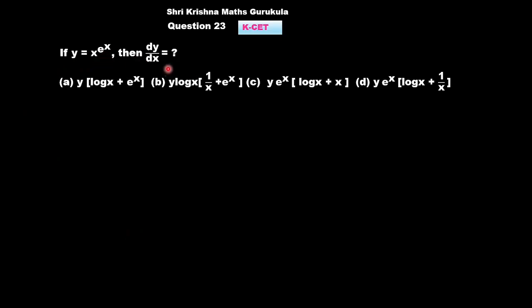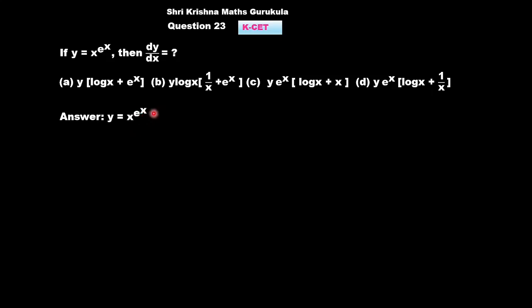Hi students, today's MCQ and the question goes like this. If y is equal to x raised to the power e power x, then what is dy by dx? And these are the four options. The function has a variable raised to the power of a variable, that means x raised to the power e power x.